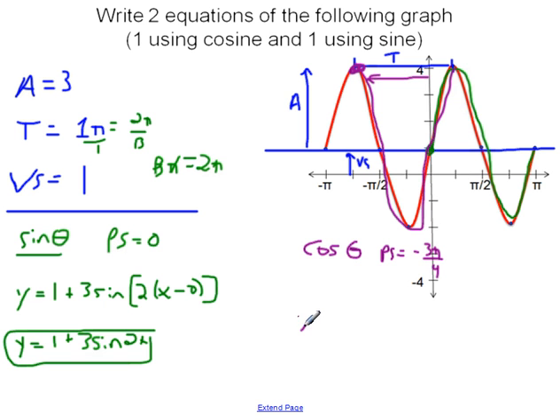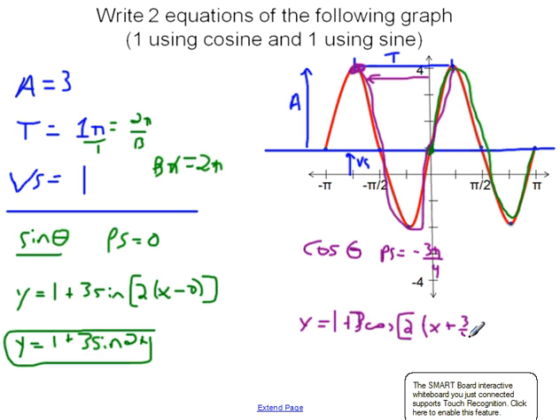So we plug that into our equation. Y equals 1 plus 3 cosine. I know that doesn't look nice, but you get the idea. The nice thing is the b value is still the same, so we're still using 2. And then x minus a negative, so it's plus 3 pi over 4, which will simplify.